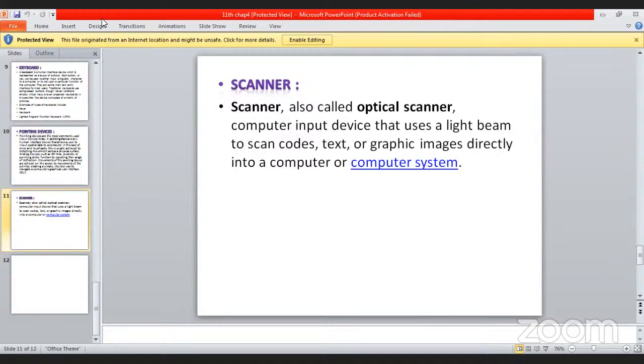They can be assembled as per the requirement of end users, while some are specifically built for scanning black and white documents only. Others can also scan color documents. So there are different types of scanners. First is the sheet-fed scanner. So what is a sheet-fed scanner?